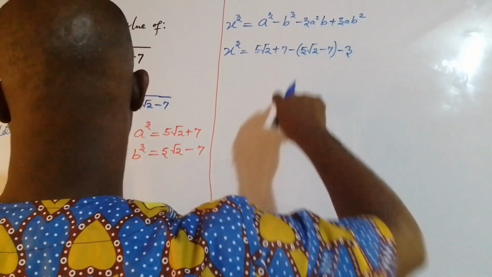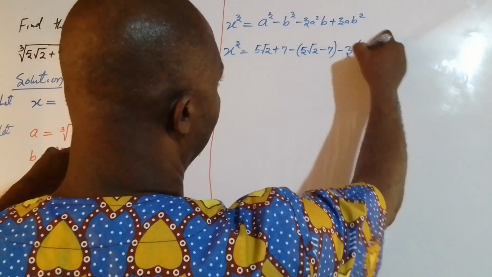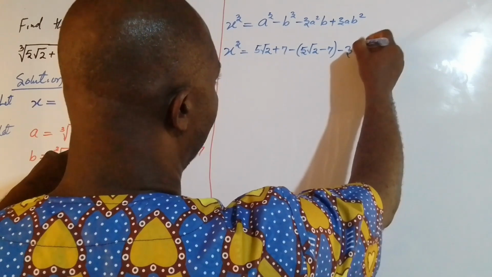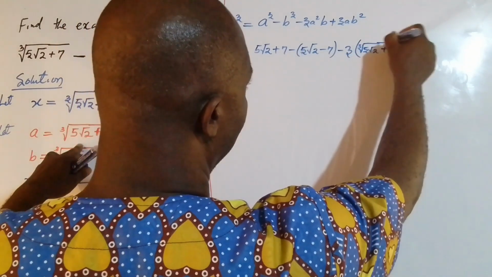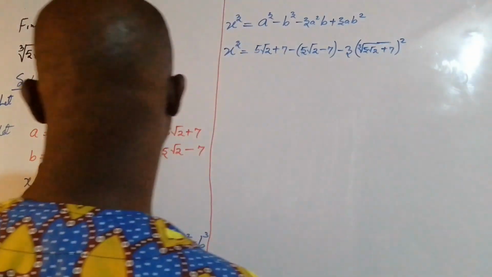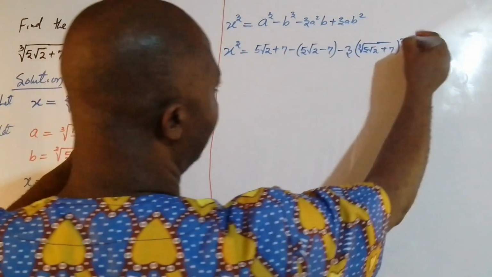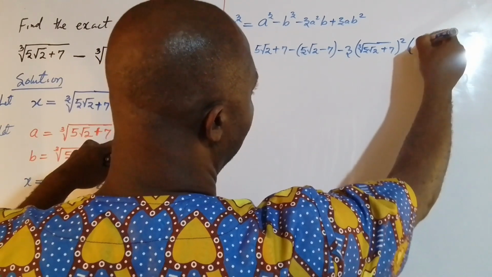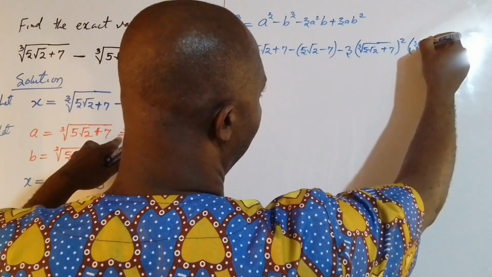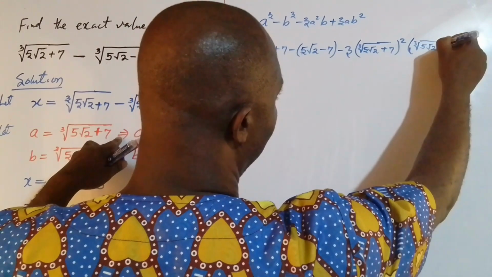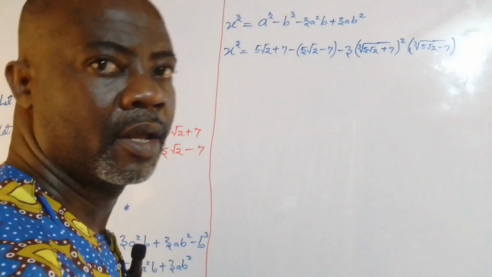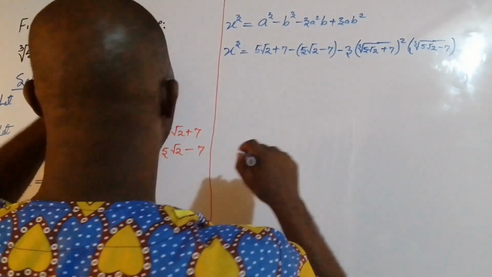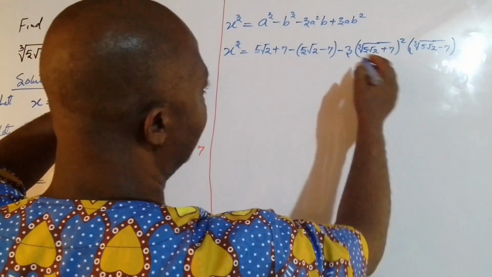Then minus 3 a squared. A is cube root of 5 root 2 plus 7. We take square of that. Then b is cube root of 5 root 2 minus 7. I close that up. Okay, then I'm going to now simplify this.